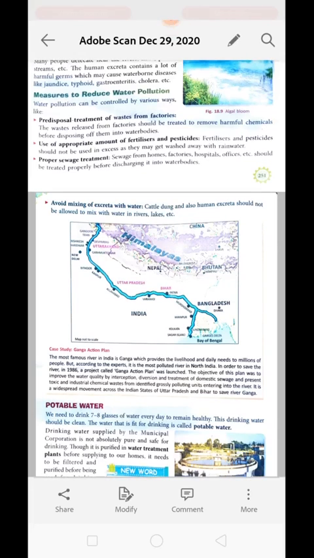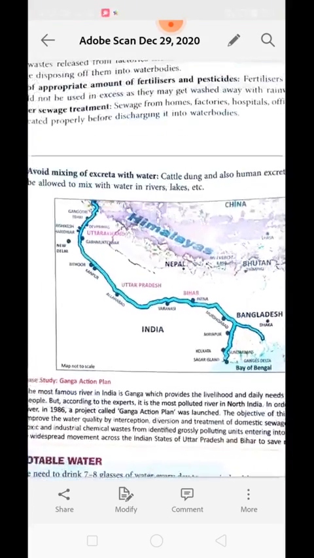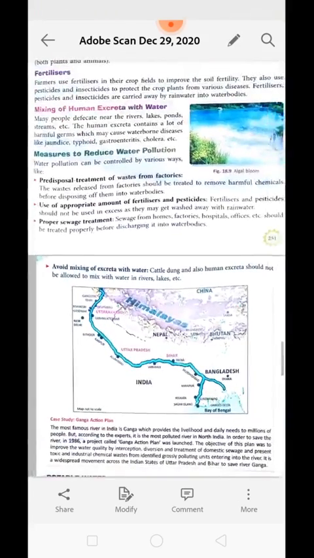Okay, next is use of appropriate amount of fertilizer and pesticide. Fertilizers and pesticides should be used in limited amounts only. They should not be used in excess amount as they may get washed away with the rainwater, and if this happens, it will result in algal bloom. Algal bloom is a condition where the whole water surface will be covered with algae.